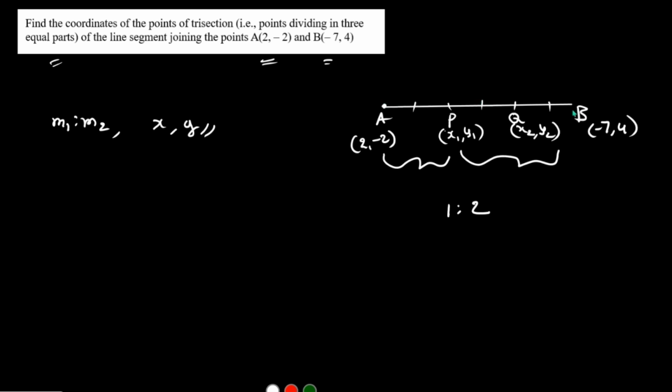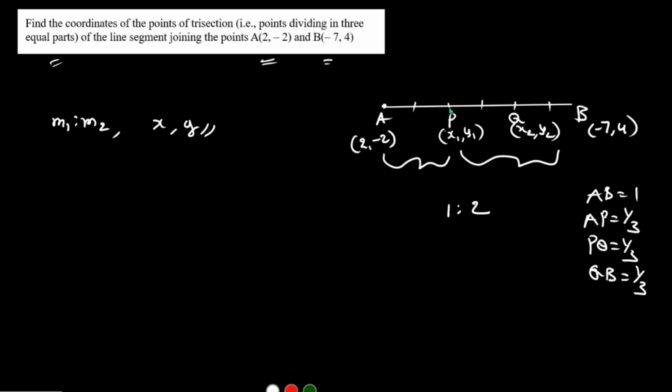So if the total AB is 1, what is AP then? Then it will be 1/3, right? Means 1/3, so we're making 3 equal distances. That's why AP is 1/3. So PQ is also 1/3, and QB is also 1/3, right?